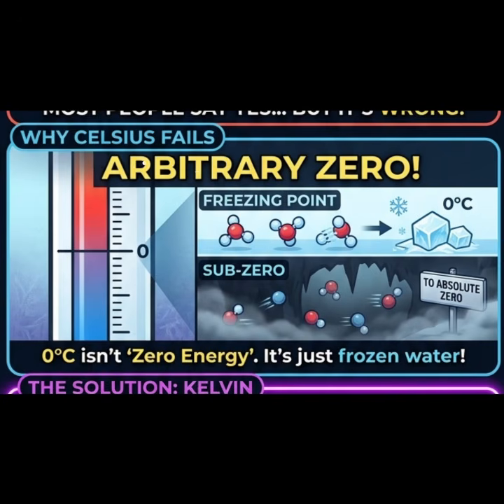Why does the Celsius scale fail? It has just an arbitrary zero. 0 degrees Celsius is not a temperature corresponding to a zero thermal state. It is just the temperature where water freezes. Classically, 0 Kelvin, known as absolute zero, is the temperature where all the random translational motion of particles stops, meaning their thermal kinetic energy theoretically drops to zero. This is known as absolute zero.